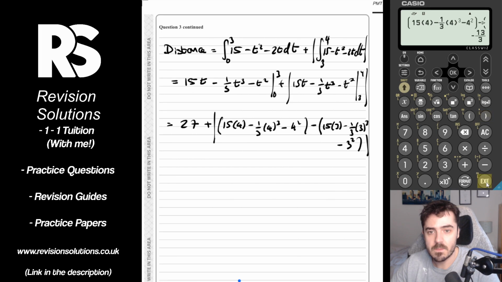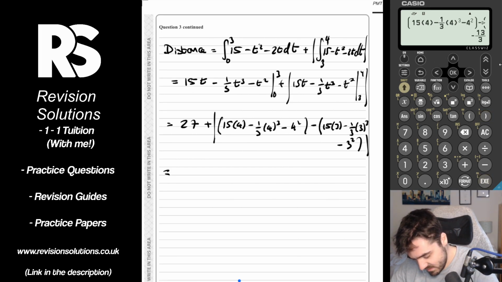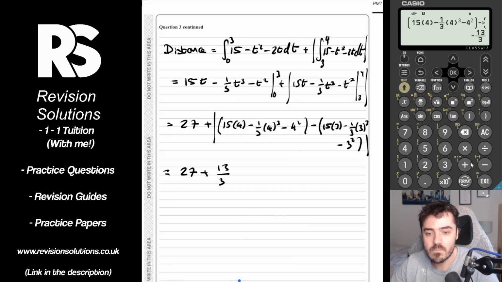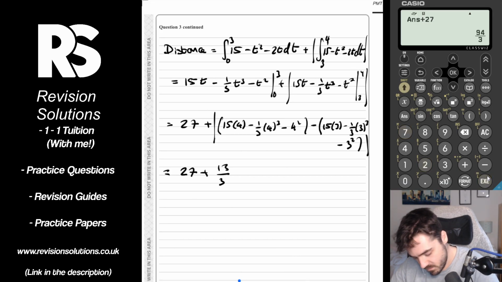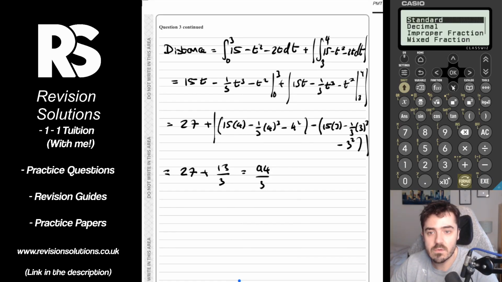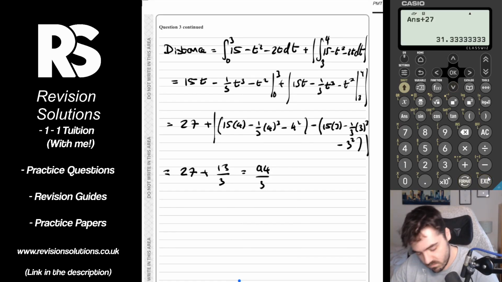Close all that. We get a minus like we were anticipating, but now we're going to add that as a positive. So 27 plus positive 13 over 3. Let's just times that by minus 1 to make it a positive, and then we'll add 27. That's 94 over 3. Or as a decimal, that is 31.3 meters, to 3 significant figures.